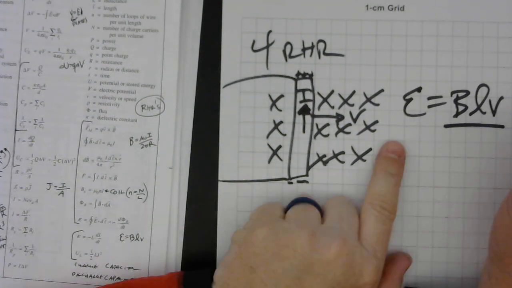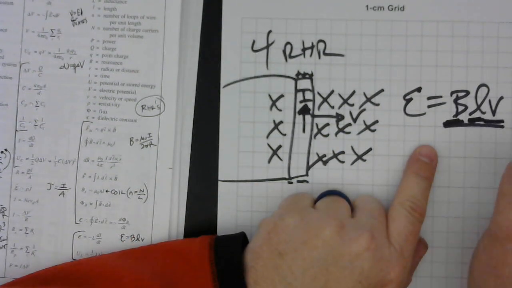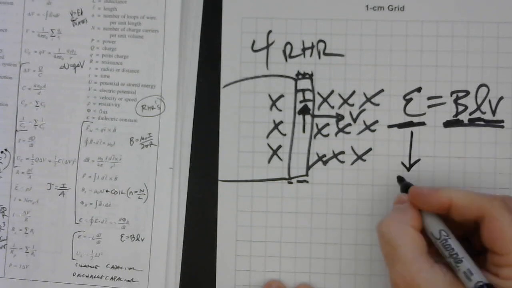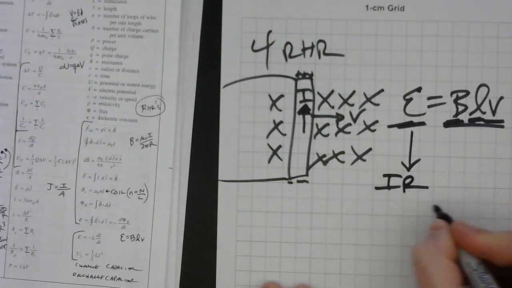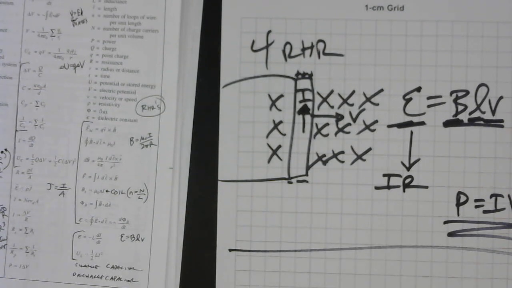Okay, so we've got ourselves EMF equals BLV. So knowing the B field, knowing the length, and knowing the velocity, you could find out what the voltage is. Well, voltage equals IR. They could also ask you questions about power. So there we go. I think we hit everything, even with a screwed up Biot-Savart in the middle. Ampere's law.